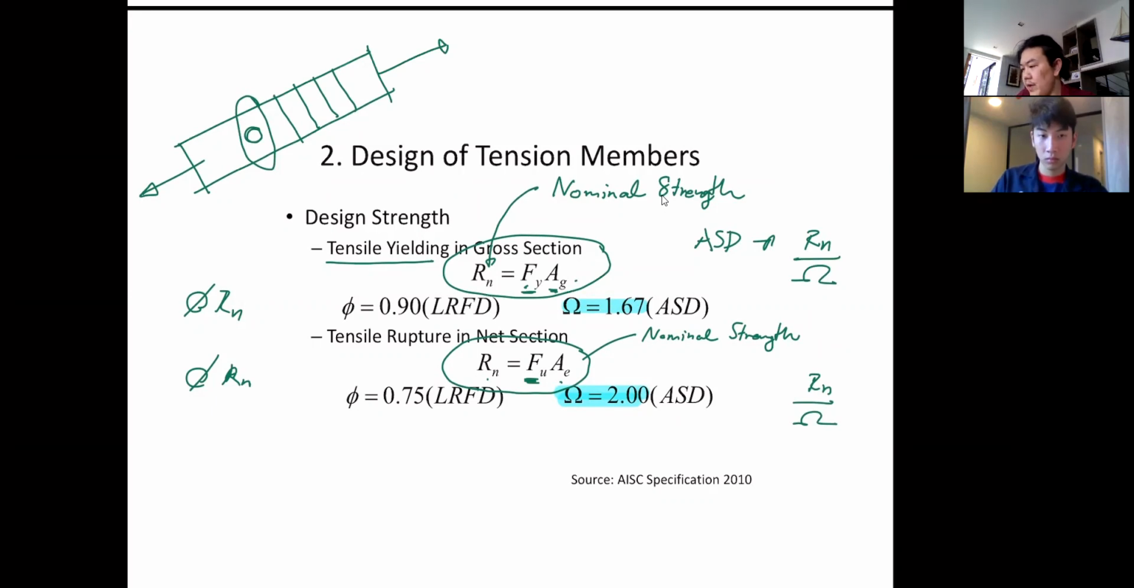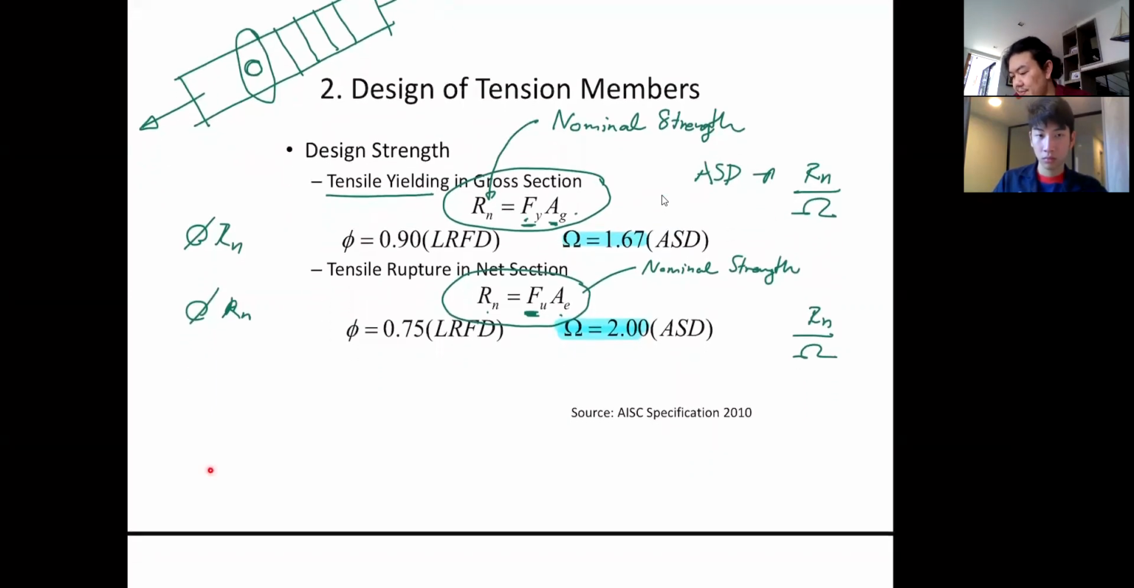Whenever your member is under the force, sorry, I can redraw that again. It can yield anywhere. But let's say the member doesn't have any hole. It is very highly likely that the member will yield before it ruptures, because if you don't have a hole here, the area that is going to rupture will be the gross area. And naturally, when the rupture is going to occur, it is going to be at the ultimate strength.